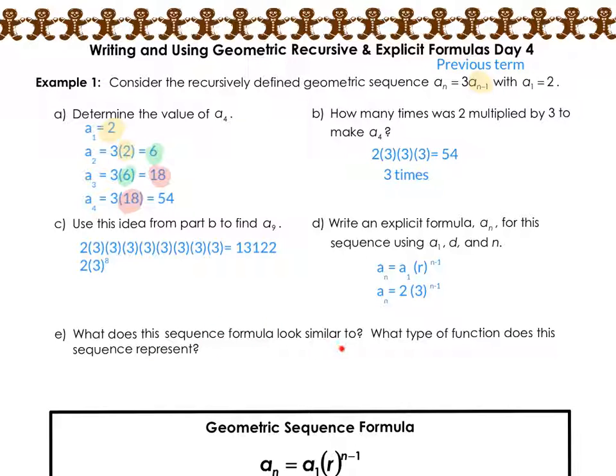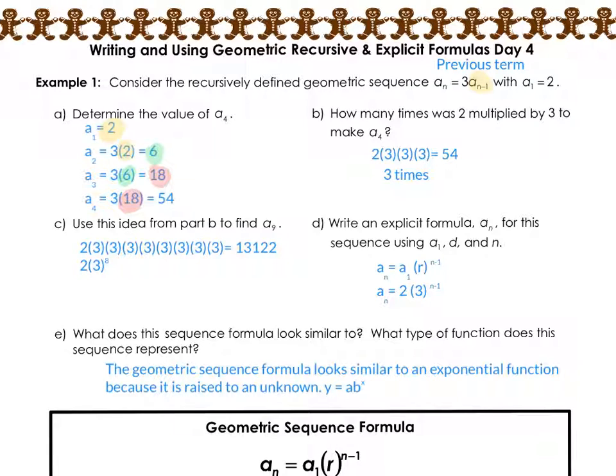So what else does this sequence formula look similar to, and what type of function does this sequence represent? This looks similar to an exponential function because it's raised to an unknown power. So I wrote out there, this geometric sequence formula looks similar to an exponential function because it is raised to an unknown power, so we have that y equals ab to the x power.